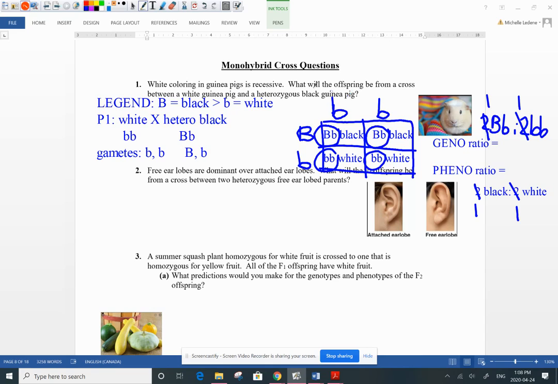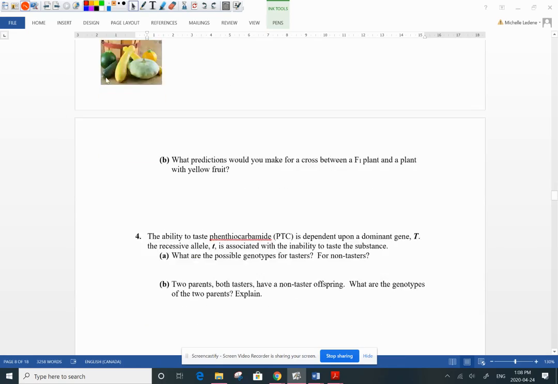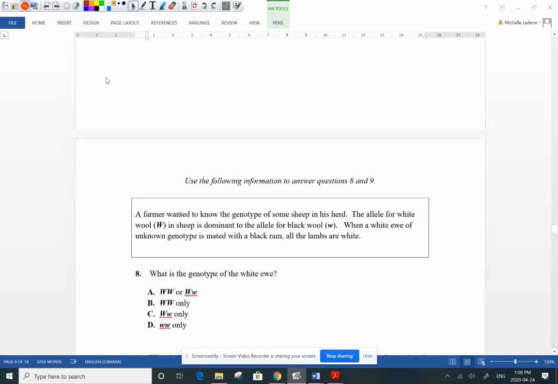Okay, so every time you're doing a genetics question, please make sure that you are completing all these steps. Do some practice, and then you will be able to check your answers.